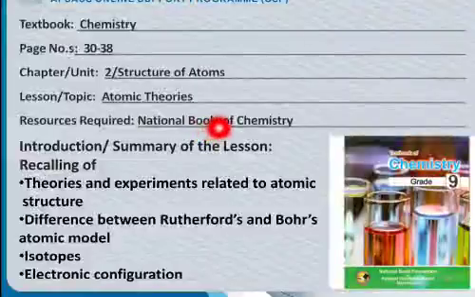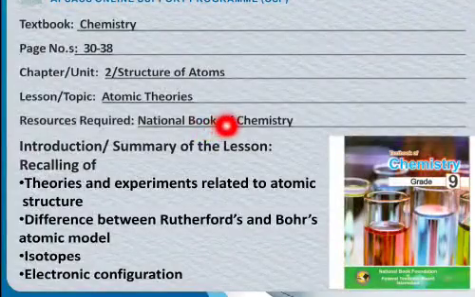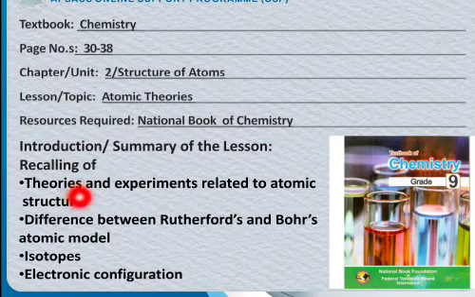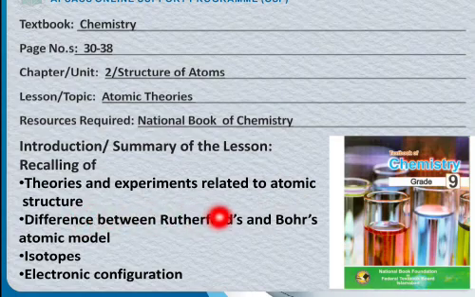In the previous class we discussed all about chapter number 2. So today we are going to recall important topics of this chapter. Our today's summary is theories and experiments related to atomic structure, difference between Rutherford's and Bohr's atomic model, isotopes and electronic configuration.